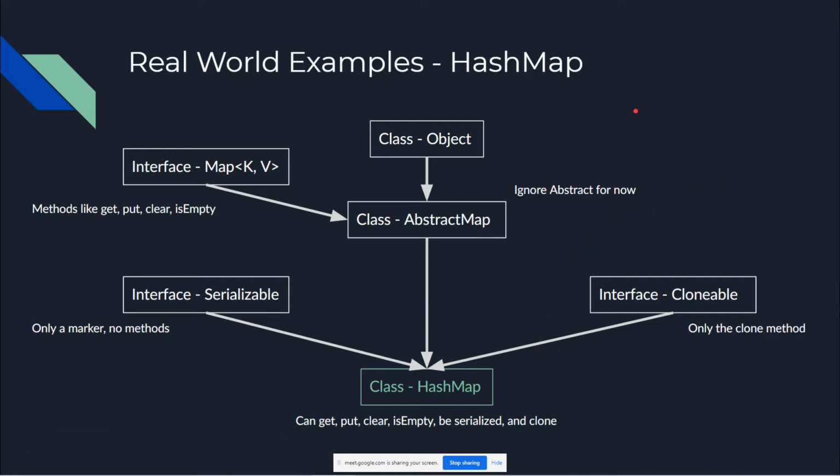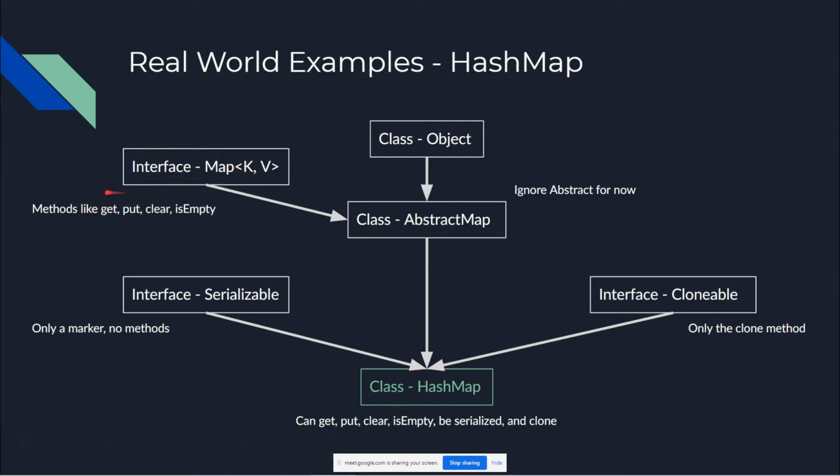Okay, so what we have here is a pretty common way of assembling classes using interfaces and normal class inheritance. As I mentioned before, all classes inherently inherit from the object class. Everything in Java is an object. And then we have a map interface, right? Remember, we're focusing on a hash map. So this is how we assemble a hash map.